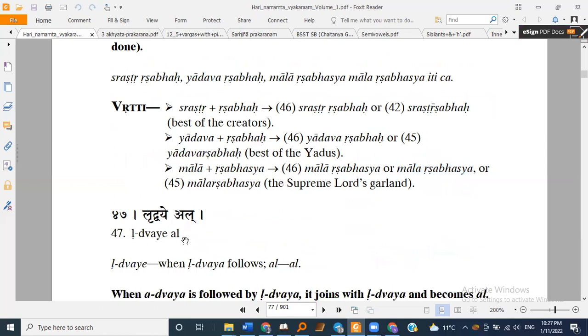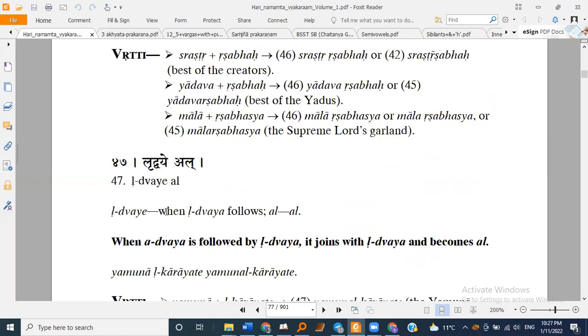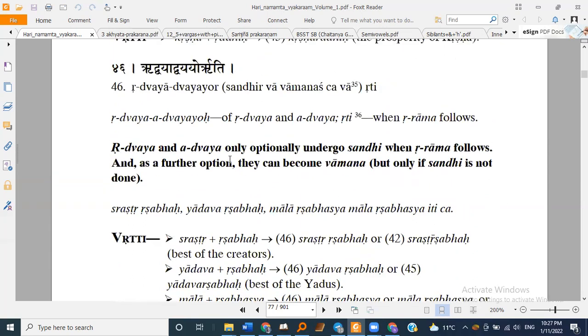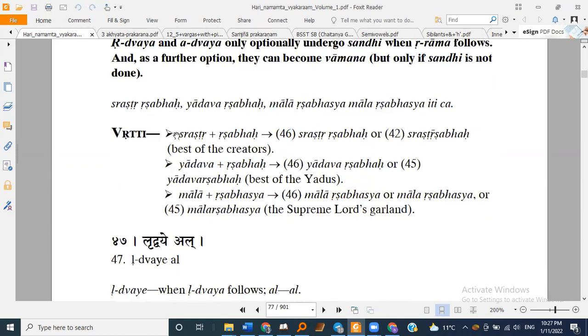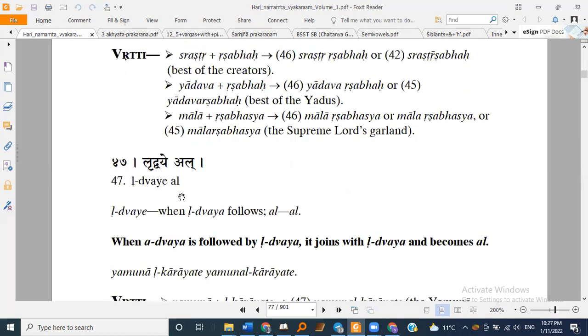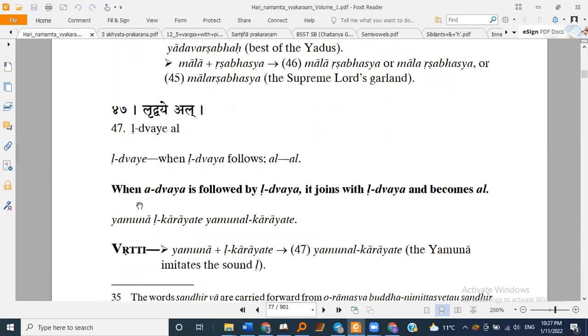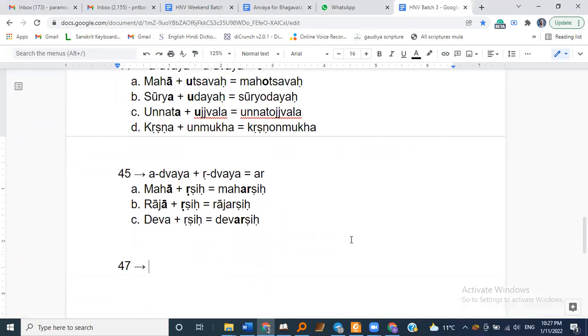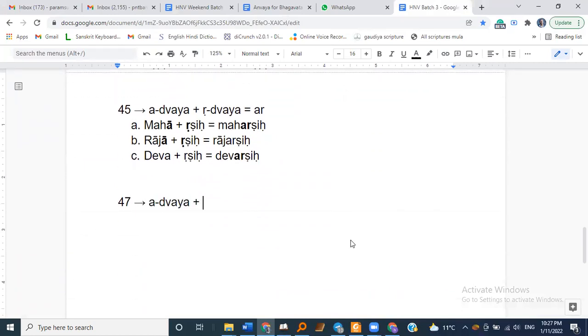Okay, we'll do this and this will complete the series of this Advaya concept. I hope you are comfortable, means you got this Sandhi. Number 46. Then 47th says Ridvaya Al. It means when Advaya is followed by Ridvaya, it joins with Ridvaya and becomes Al. So Sutra 47 says, if we have Advaya followed by Ridvaya, then both of them are replaced by Al. Again, a very rare sandhi.